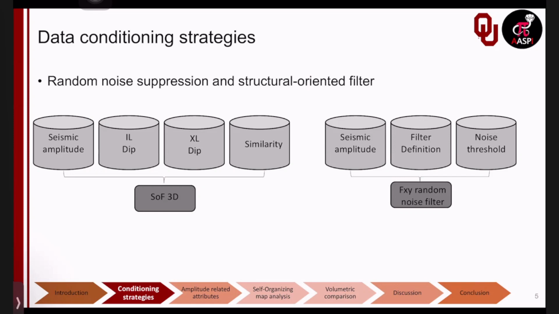For the data conditioning strategies, I have tested different filters. The two of them that are, in my opinion, amplitude friendly are the SOF, structure oriented filter, which requires the seismic amplitude, the inline and crossline depths, and a similarity constraint. On the other hand, the random noise attenuator only uses the seismic amplitude. We define the filter and the desired noise threshold. So these two are amplitude friendly, and they always need to be considered.